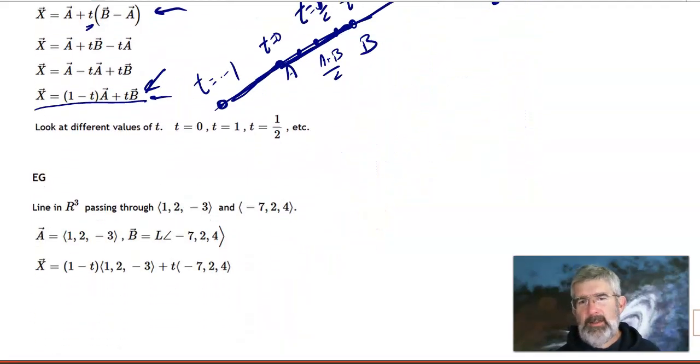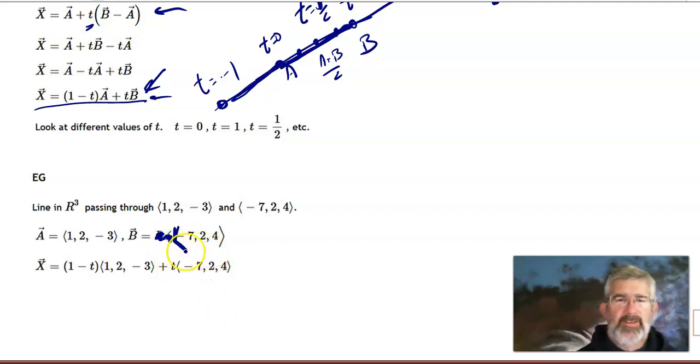Let's do one example. Here's a line in R3 passing through the points (1, 2, -3) and (-7, 2, 4). And I want to come up with a parametric representation of that line. So there's my 2 points, (1, 2, -3), and that should just be a vector there. (-7, 2, 4) is the other point.